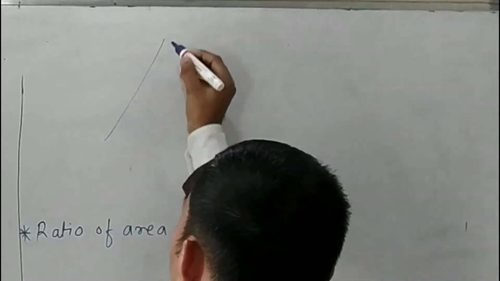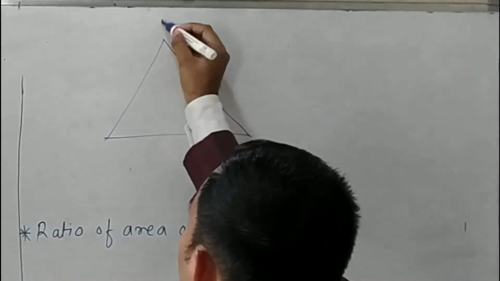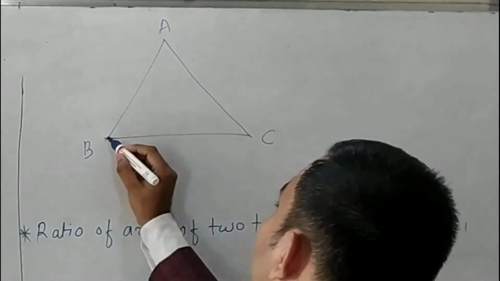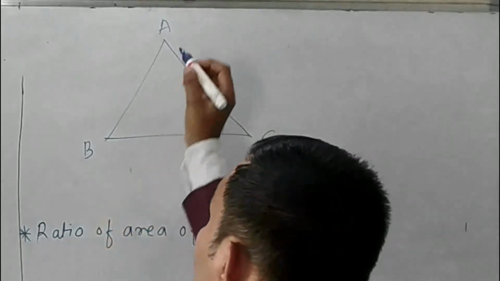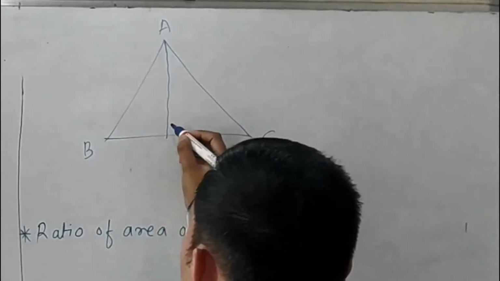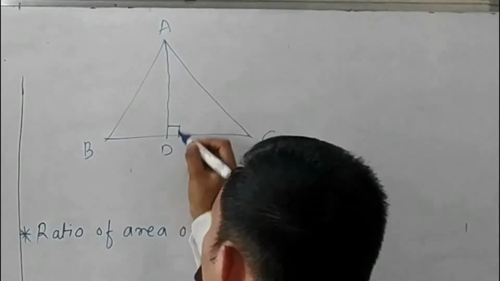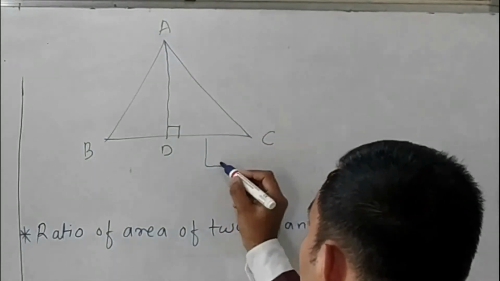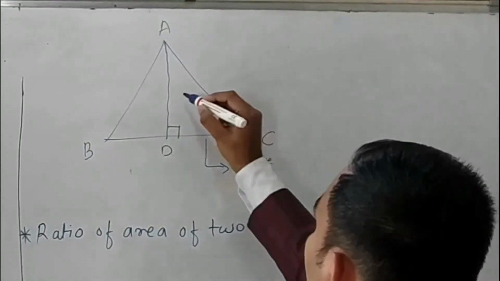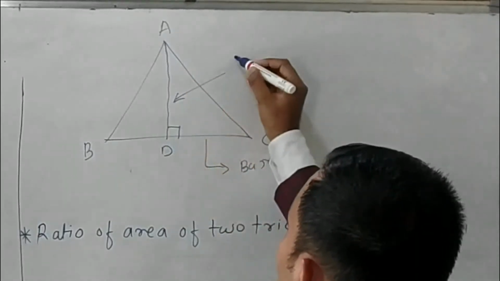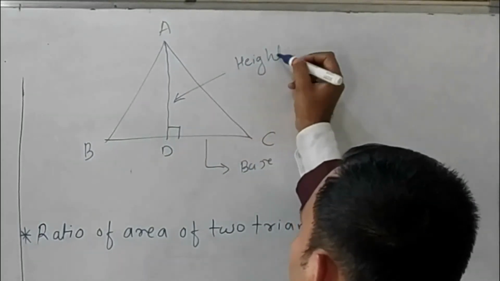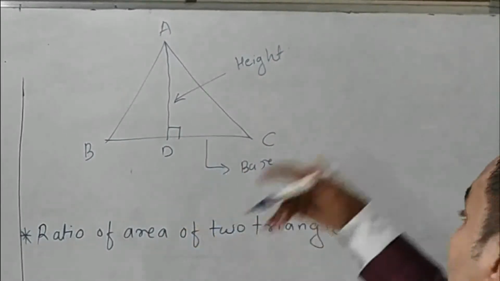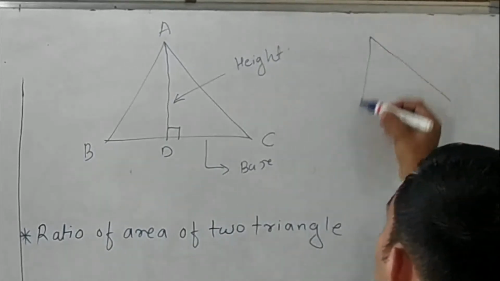Suppose this is the triangle ABC. In this triangle ABC, BC is the base and the altitude which is perpendicular to the base, that is AD, is the height. Okay, means BC is the base and AD is the height. The base is not always at the bottom. Sometimes it may be on the upper side.